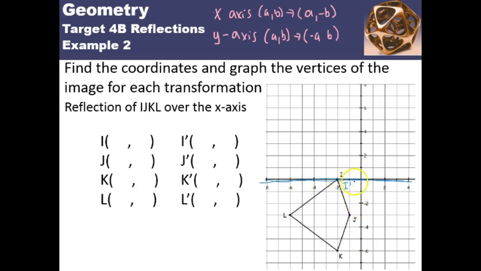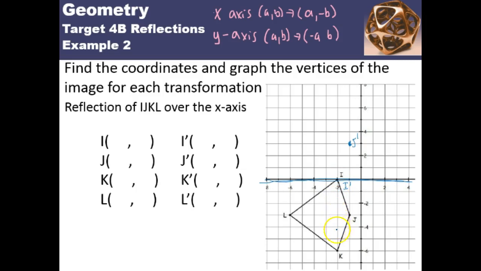Where is J in relation to this blue line? And if you look at it, it's 3 below it. So that means J prime has to be 3 in the opposite direction, which would mean 3 above. So 1, 2, 3. 3 above is going to be J prime.